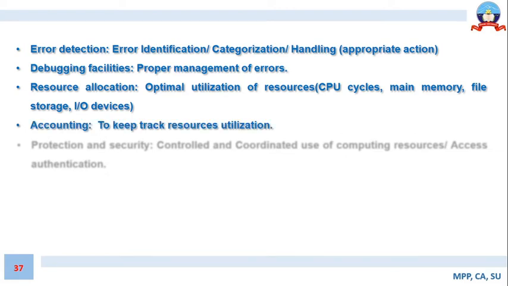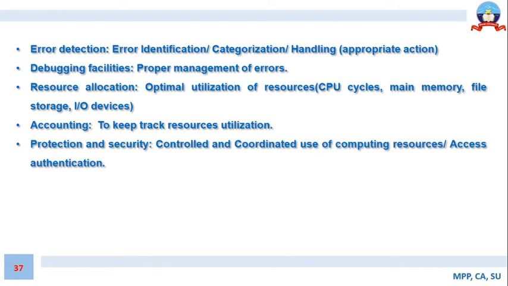Now the next one is accounting. Accounting is very much important. The operating system should be capable of keeping track of the resource utilization by the various processes that are there in the computer system. A computer system may have different types of resources, so there has to be proper accounting of the resources in the computer system, and their utilization by the various processes.